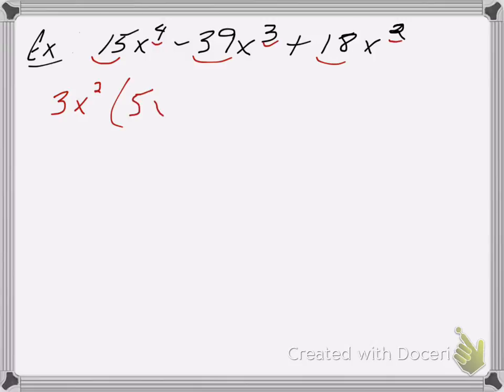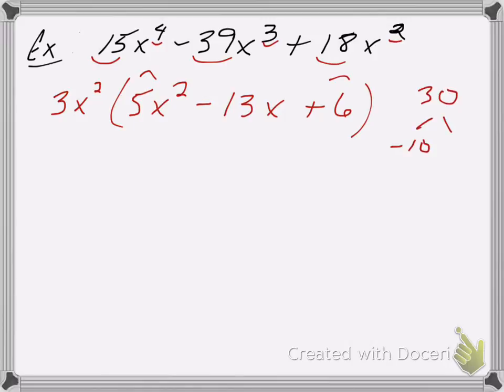Take 3x squared out, that's going to leave behind 5x squared minus 13x plus 6. So you take the GCF out and you still notice that you've got a hard trinomial. And so we'll go ahead and do the AC method on what's inside the parentheses here. So A times C here would be 30. The numbers that work would be negative 10 and negative 3. And again, negative, negative, because it's positive 30, but it adds up to negative 13. And then you'll take negative 13 in the middle, split it into negative 10 and negative 3.